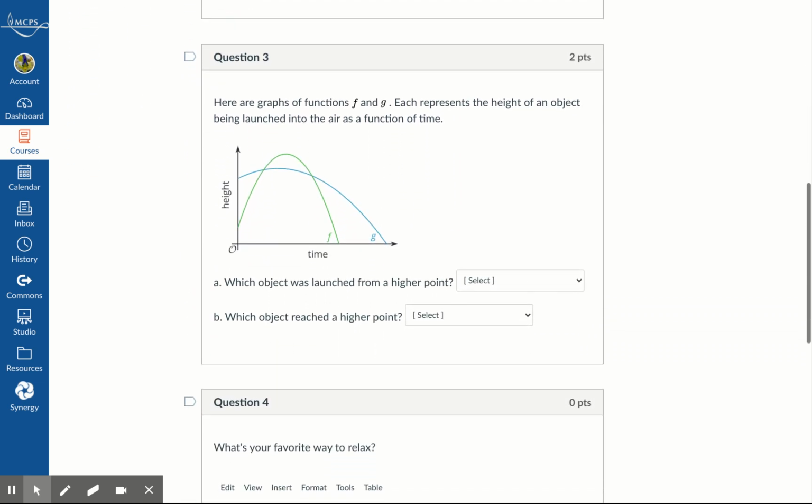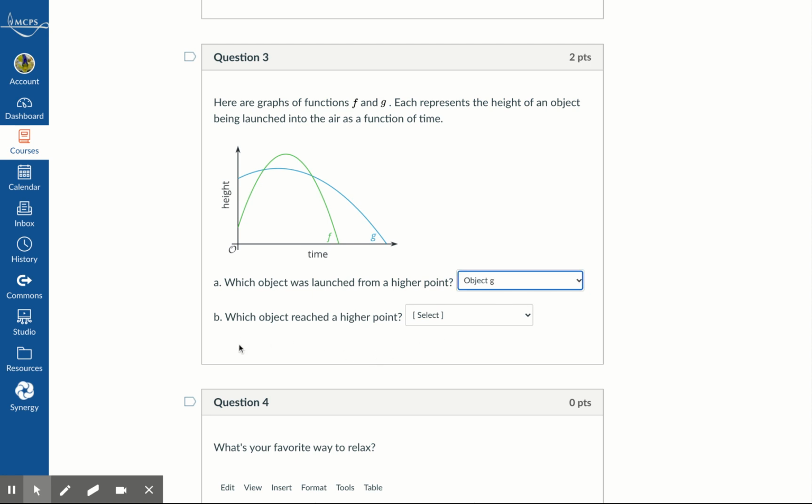Okay, and then for question 3, there's 2 parts. It says, here are the graphs of the functions f and g. Each represents the height of an object being launched into the air as a function of time. Which object was launched from a higher point? So here at the beginning, we have the point at which they were launched. Notice function f is lower on the y-axis for height, but function g is higher on the y-axis for height. And so we notice g started from a higher height, or was launched from the higher point. So that would be object G.